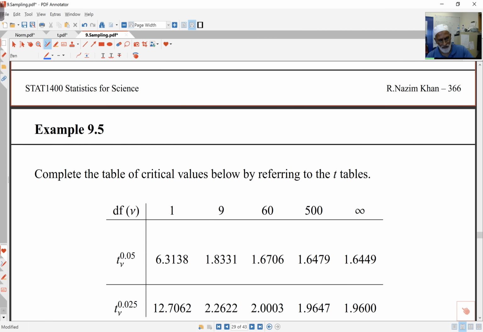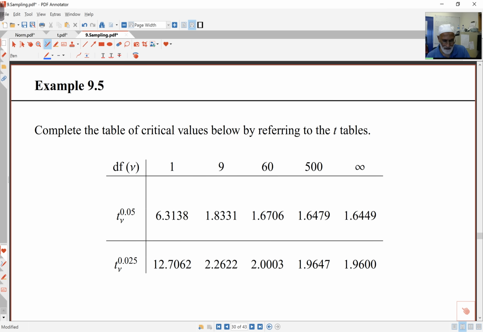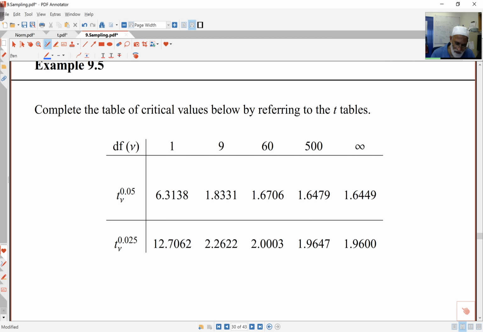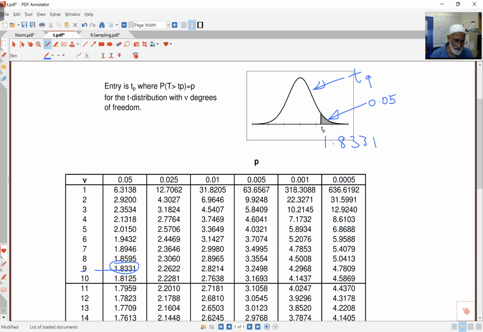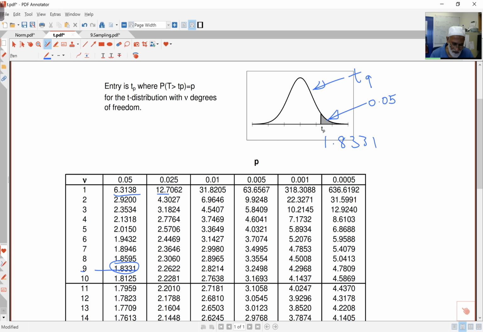If I look at critical values of the t distribution, and you can do this yourself, this is looking at degrees of freedom 1, 9, 60, and so on. The notation I'm using over here is that this bit is the degrees of freedom, and that bit is the critical probability I'm looking at. So at the 0.05 level, if I'm looking at 1 degree of freedom, the value is 6.3138. If I look at the same for 0.025, with 1 degree of freedom, it is 12.7062.